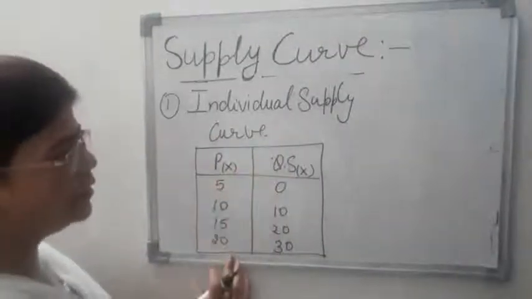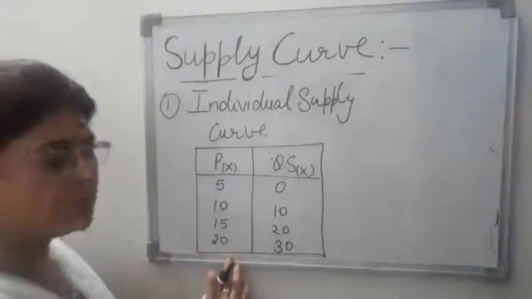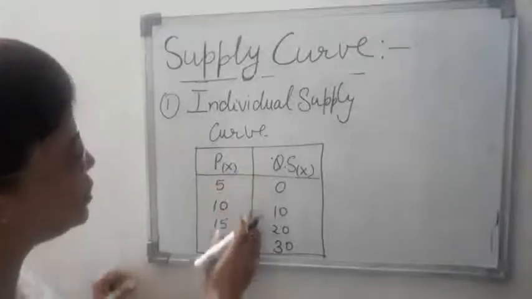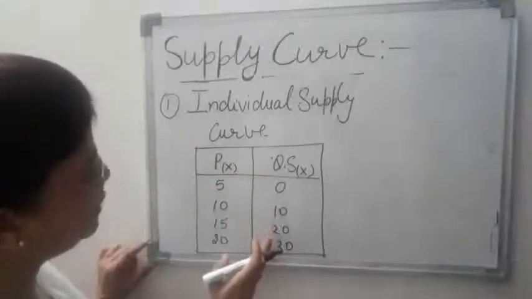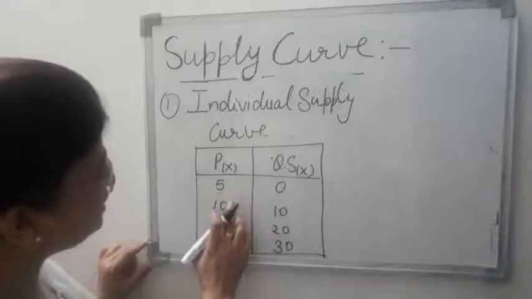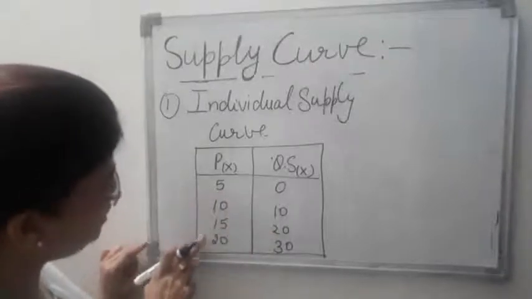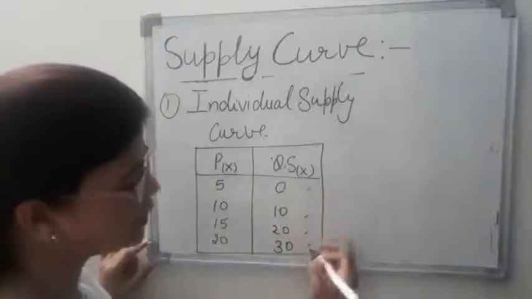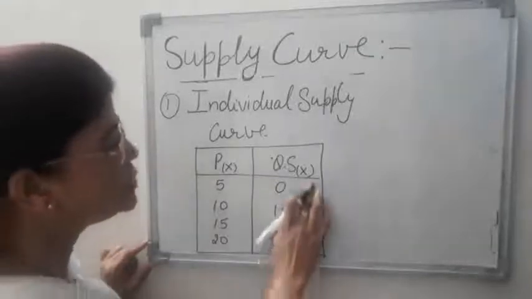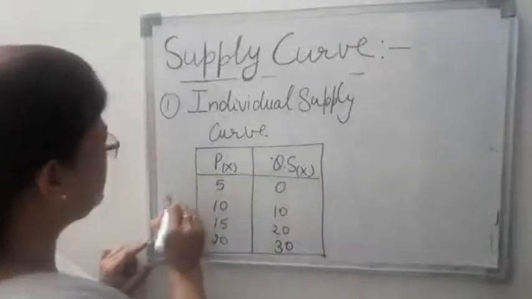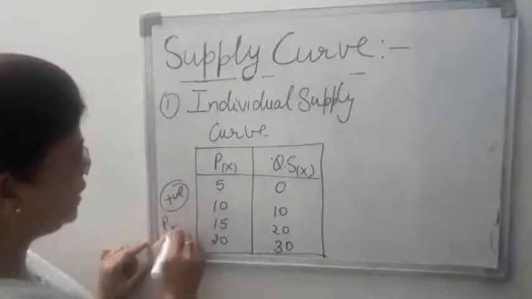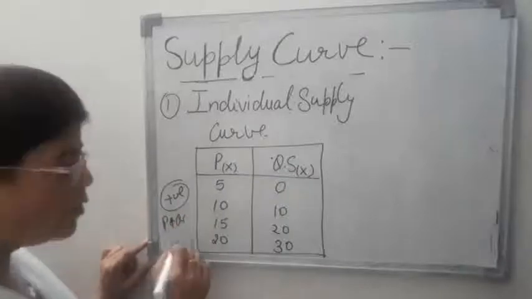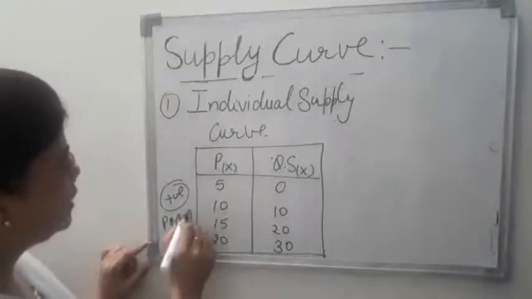We are having here the individual supply schedule. You can see in this schedule, this is for the commodity X. A schedule is given of a firm. When price increases 5, 10, 15, 20, you can see here the quantity supplied is also increases by the producer. So it shows there is the positive relation between price and quantity supplied. As price increases, firm is offering more on the higher price.